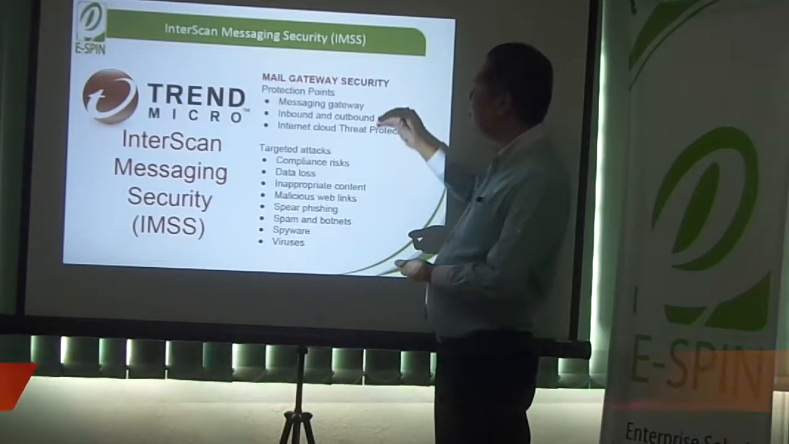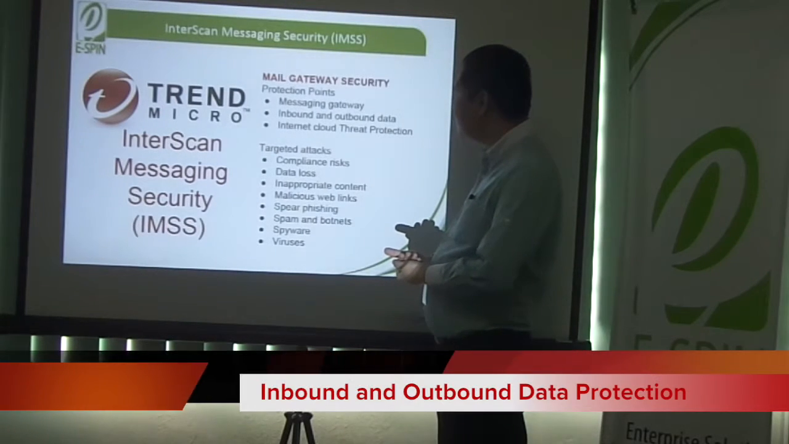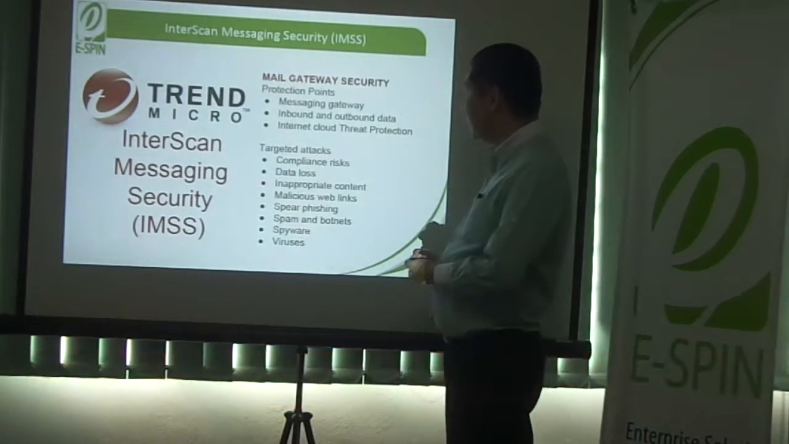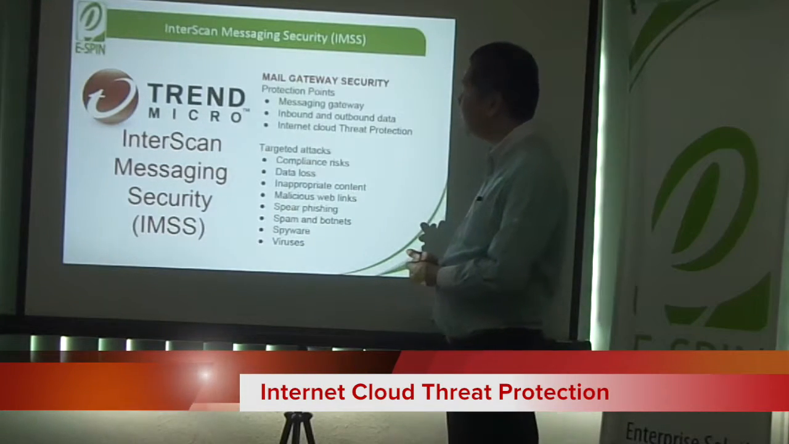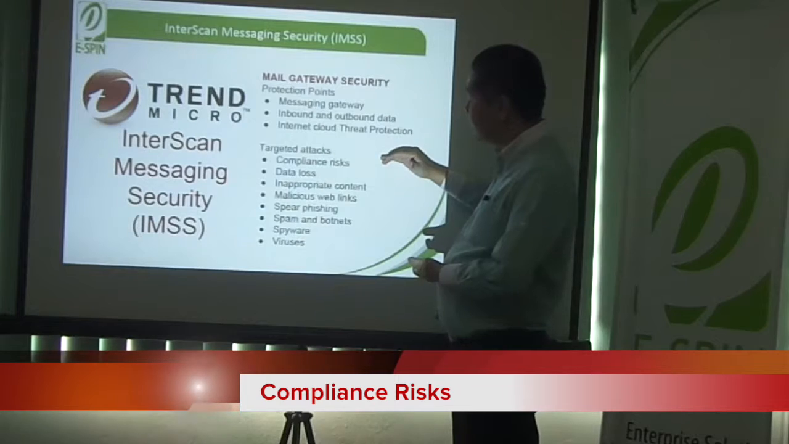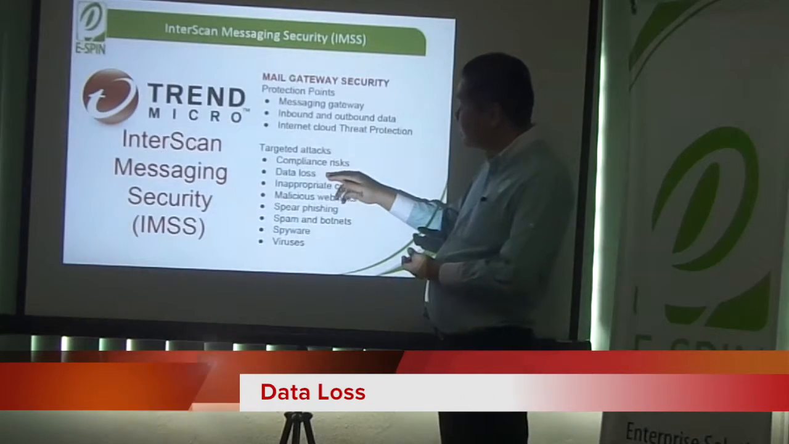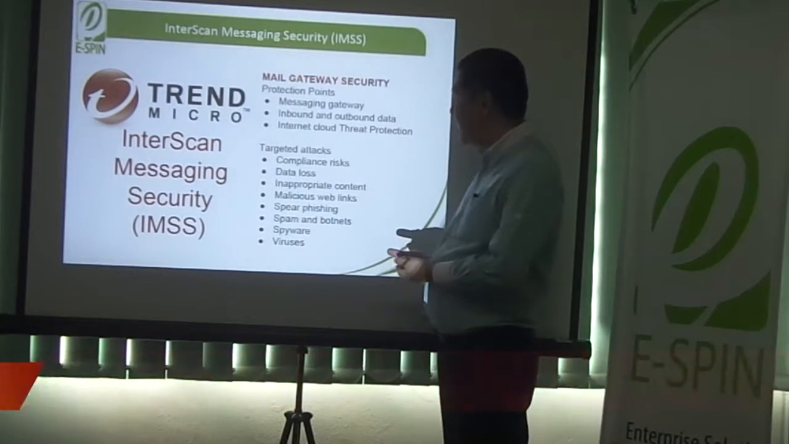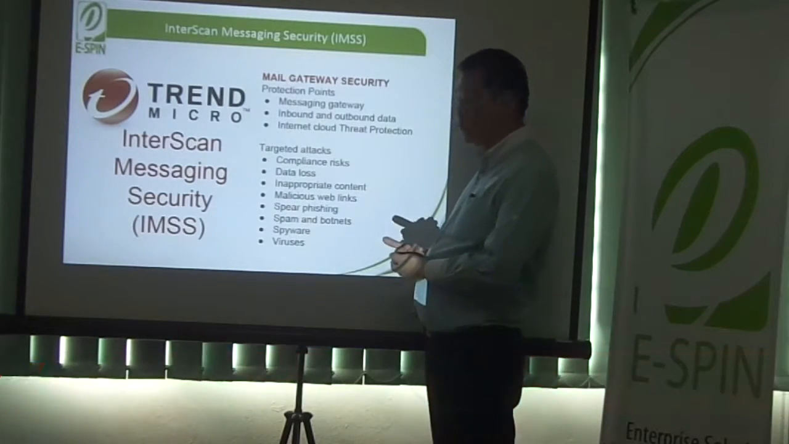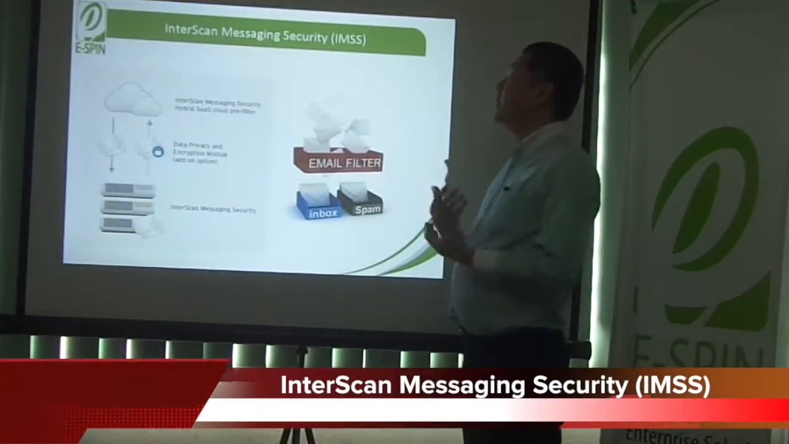In terms of the protection point, it sits on the messaging gateway, usually deployed at your gateway level. It controls your inbound and outbound messaging data. And then, of course, it also has one additional layer of protection in the internet cloud. In terms of targeted attacks, it performs particularly well, and focuses on addressing compliance risk. We talk about data loss prevention, inappropriate content, malicious web links, spear phishing, spam botnets, spyware, and viruses. We will talk in a subsequent slide about how we explain this in more detail, in a high-level overview.